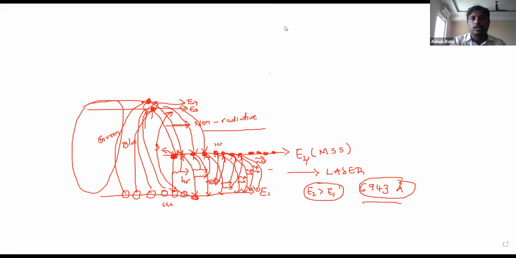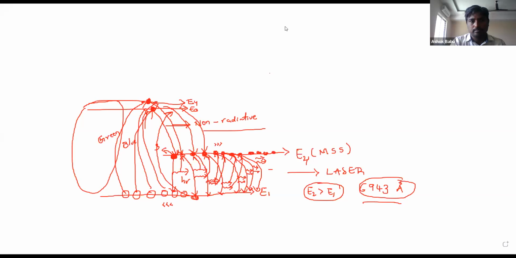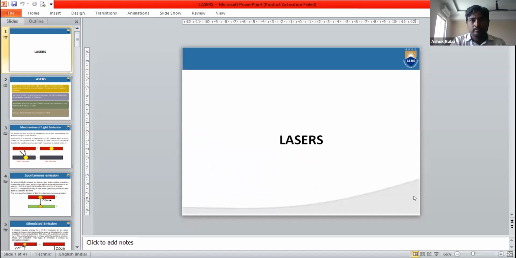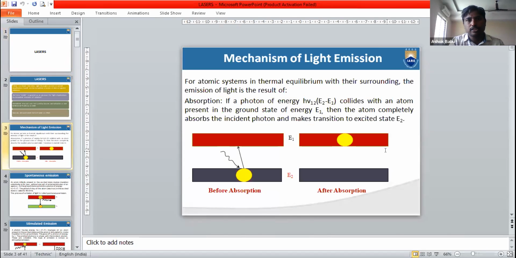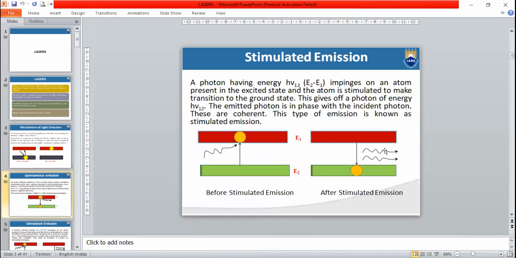Okay, no problem. So, coming to the next topic, helium-neon laser. All of you keep the heading helium-neon laser. Before that, I want to show the PPT of ruby laser. Is the PPT visible? Yes, sir.